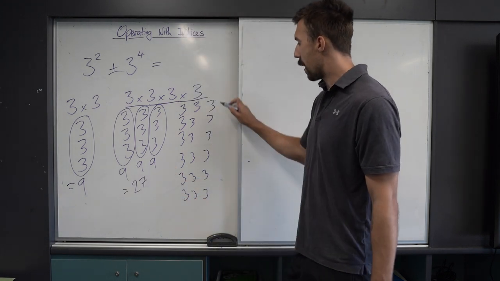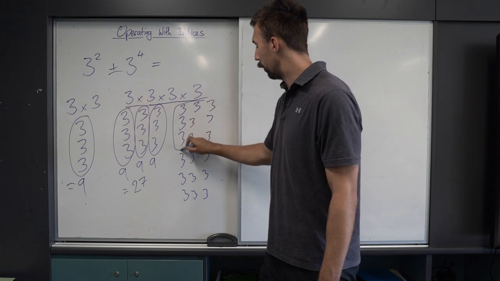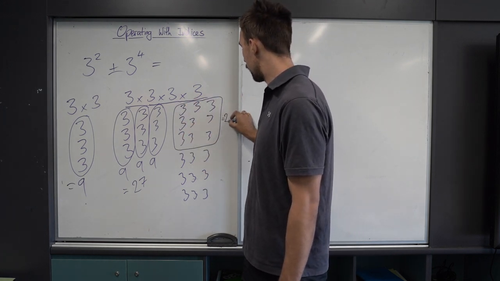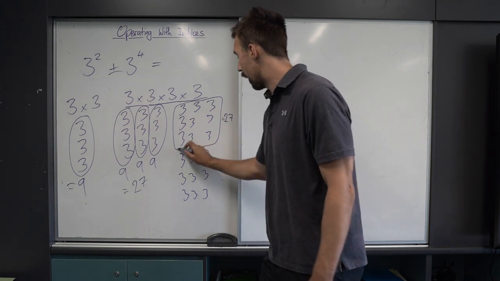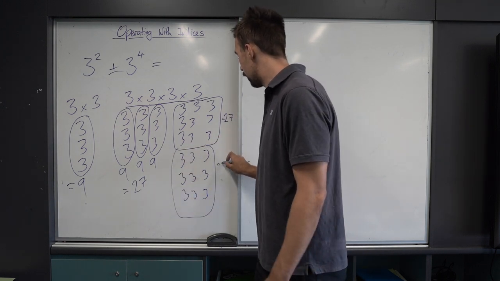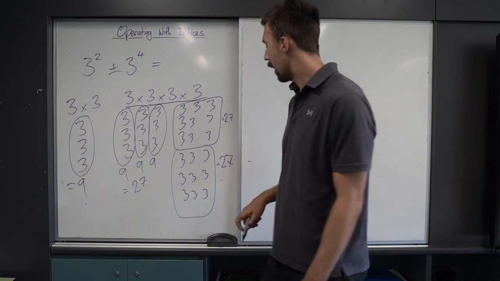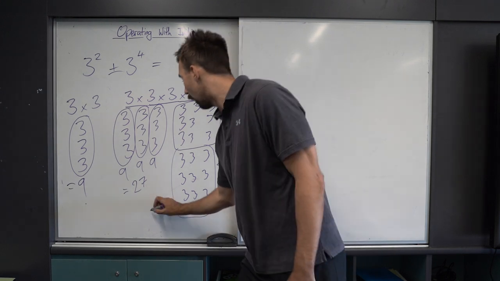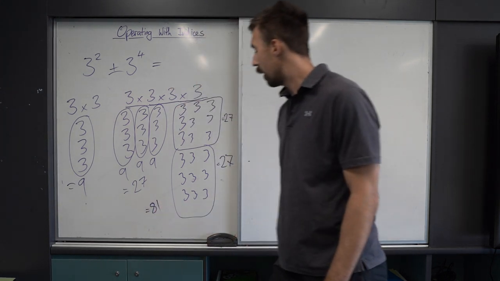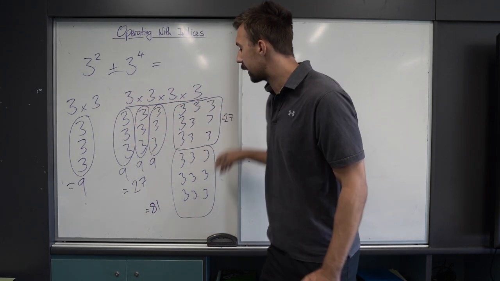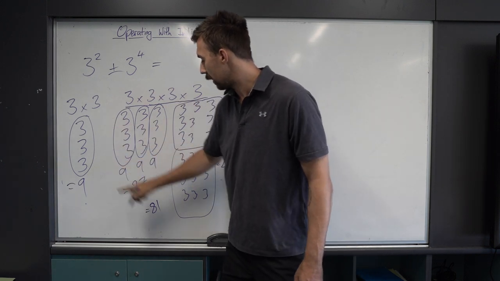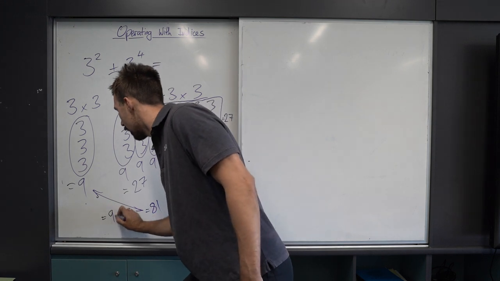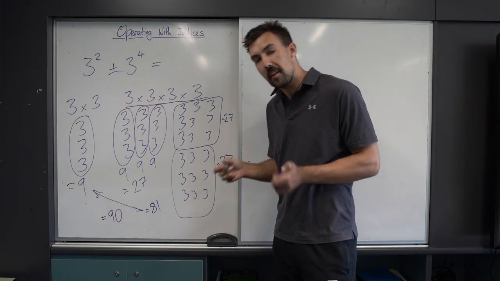Okay? And then we had another group, and we know that as 27. And then we had another group, and we know that as 27. And we added all those groups up, right? And then we got 81. And then we added all those threes together with these three, and we got 90.